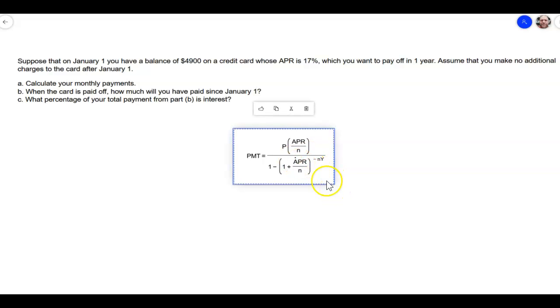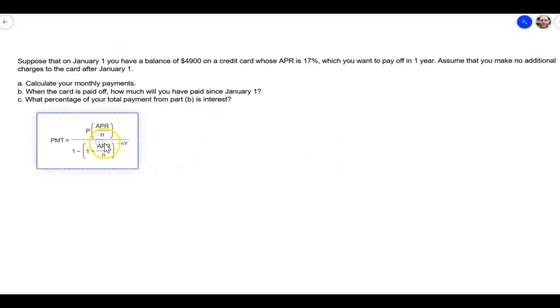Let me go ahead and... why is it not letting me? All right, well, for some reason it's not letting me do that, but okay.